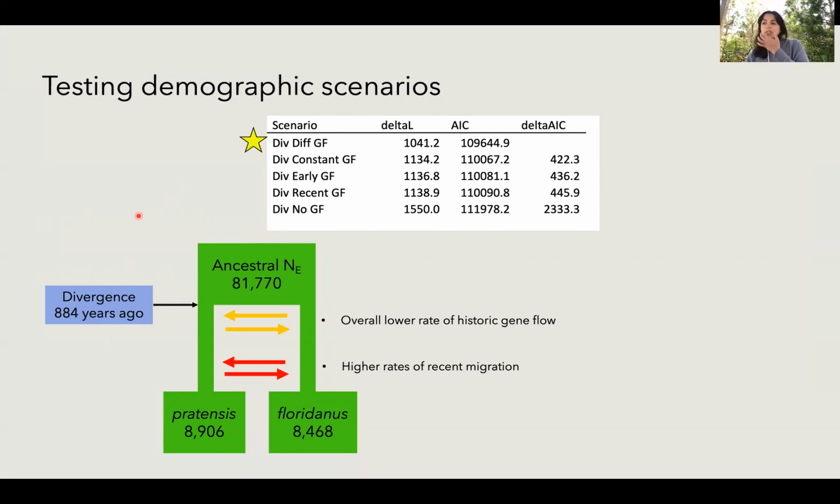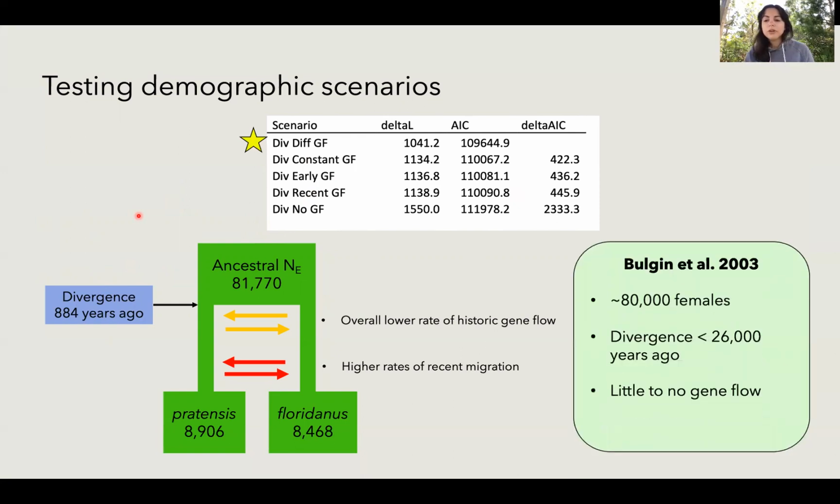And so these are what we're interested in when addressing that hypothesis from the earlier paper, where they found an ancestral effective population size of around 80,000 females. And they were only able to estimate this for females because they used mitochondrial data. They also estimated divergence of less than 26,000 years ago. And based on their hypothesis that there is little to no gene flow after divergence, which differs from what my data says, which shows that divergence with no gene flow after split is the least supported model.